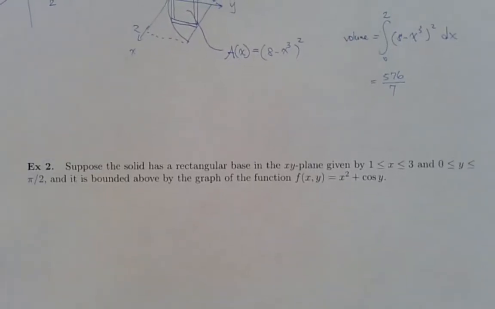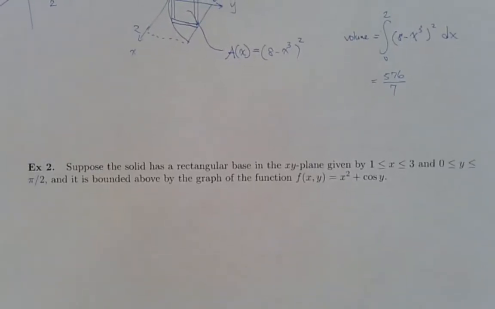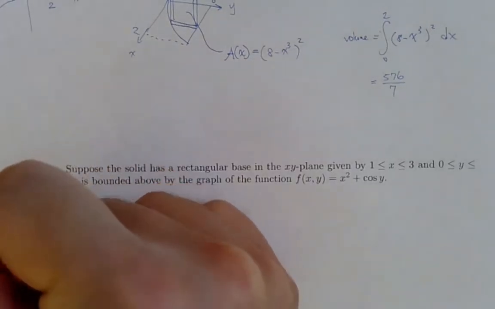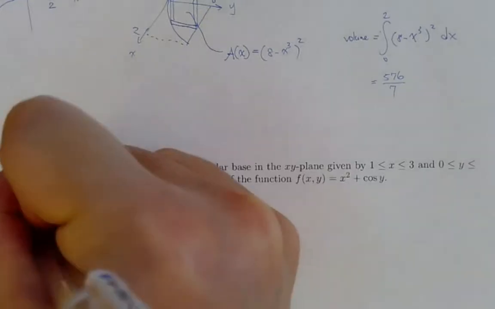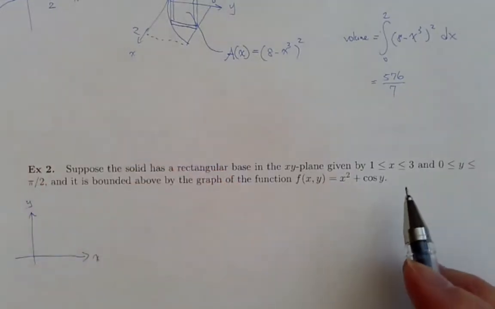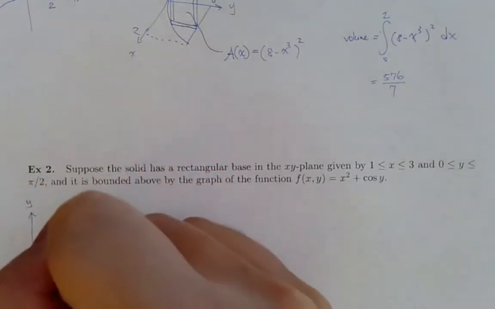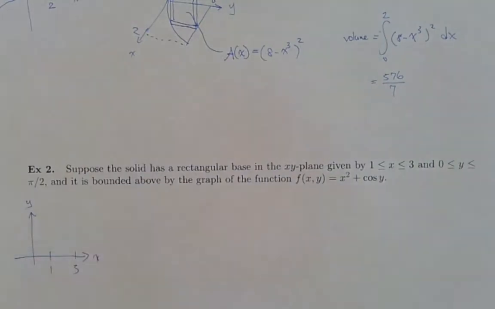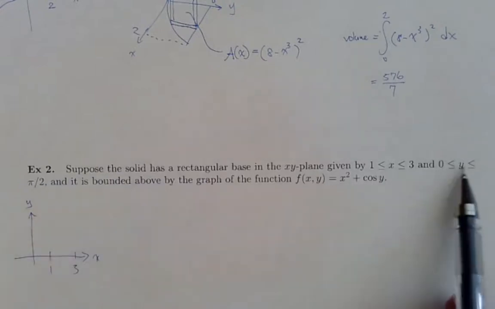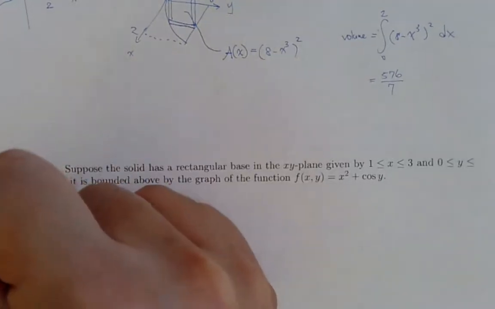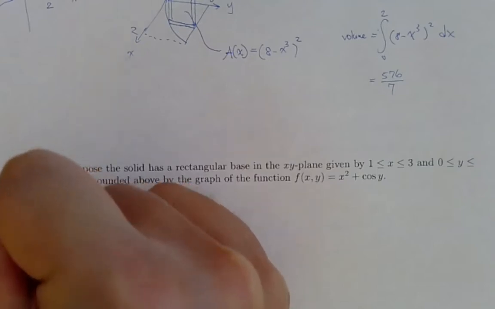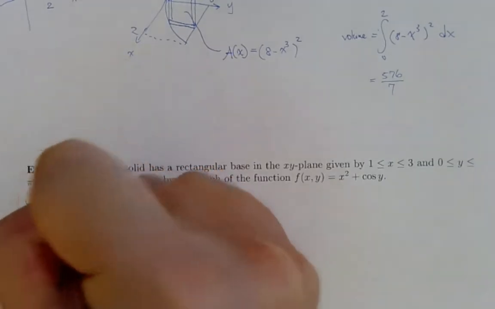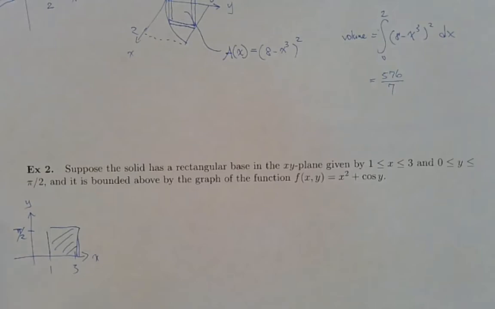So we're doing the same thing again. Suppose this solid has a rectangular base, so that's a little easier. Base in the xy plane: x is between 1 and 3, and y is between 0 and pi over 2. Oh, that's a rectangle.